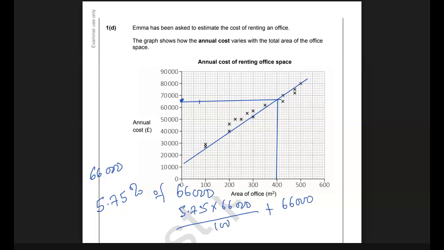So the first one gives you 3,795 plus 66,000. That gives you 69,795.